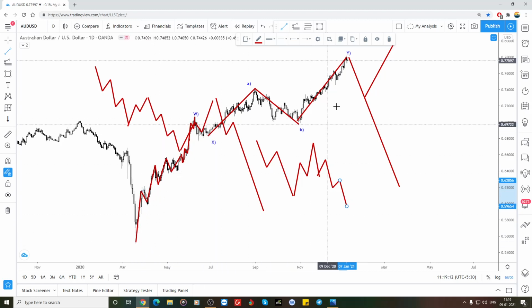So this is called a double zigzag. This is W. So this is X, A, B and C. So this is also a five-wave structure. So this is called a double zigzag correction. Once the ABC is over, it's a W. So the X could be anything. It could be deeper also. But if it is a double zigzag, the retracement is very, very small.